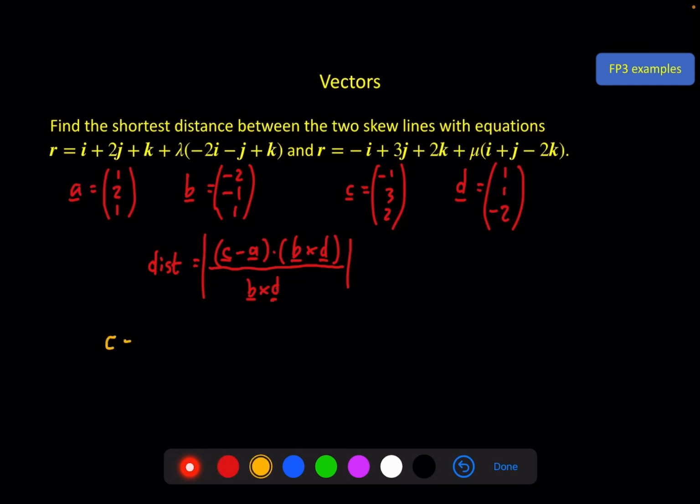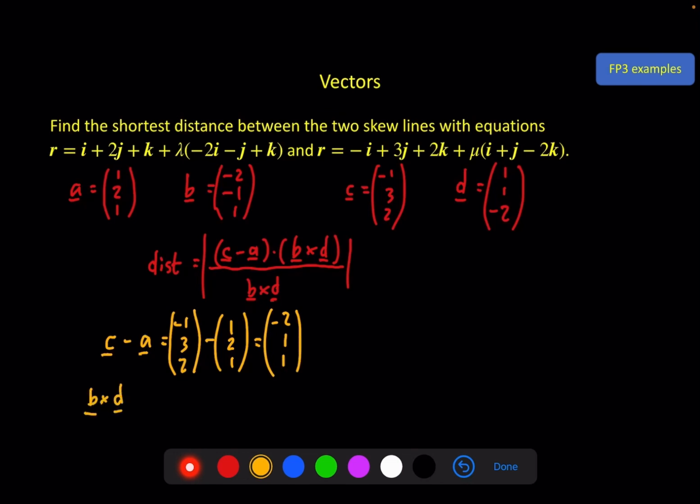So I do it step by step. C minus A down here gives me -1, 3, 2 minus 1, 2, 1, which is -2, 1, 1, and B cross D: -2, -1, 1 cross 1, 1, -2. The top element is 2 minus 1, which is a 1, 1 minus 4 is minus 3, and -2 minus -1 is minus 1.